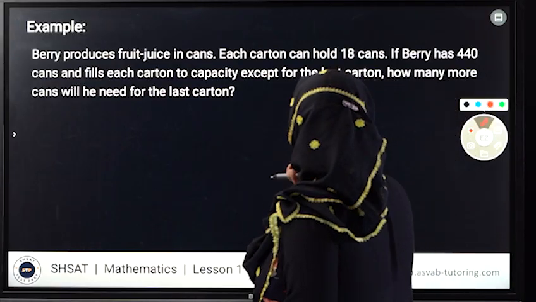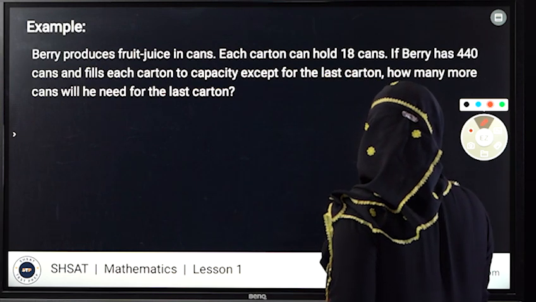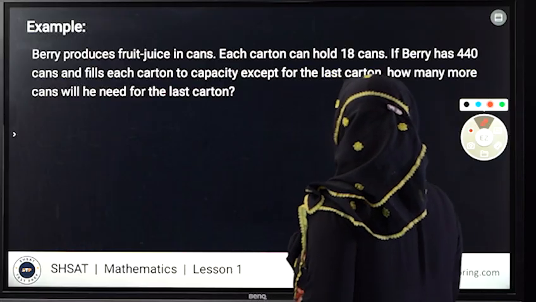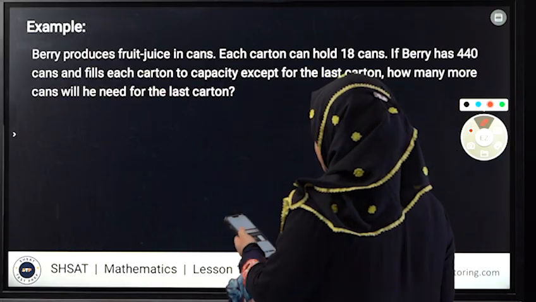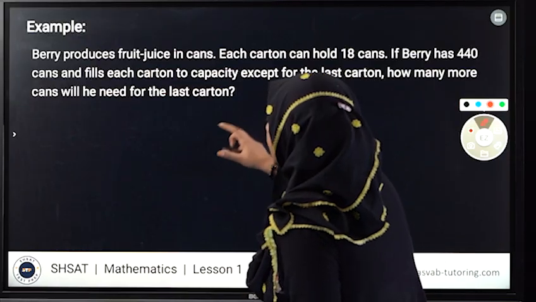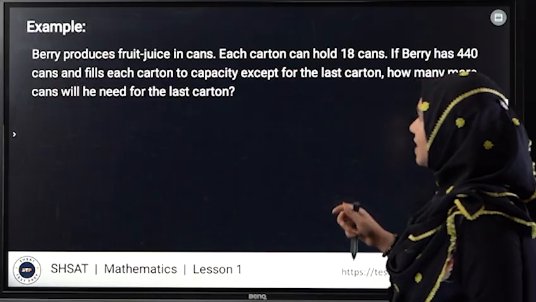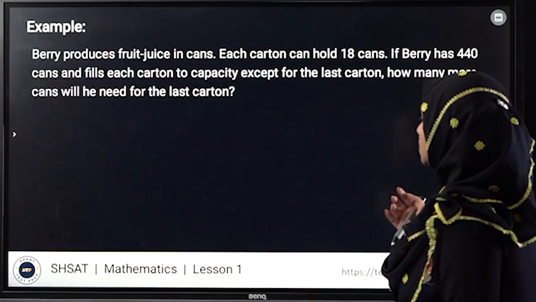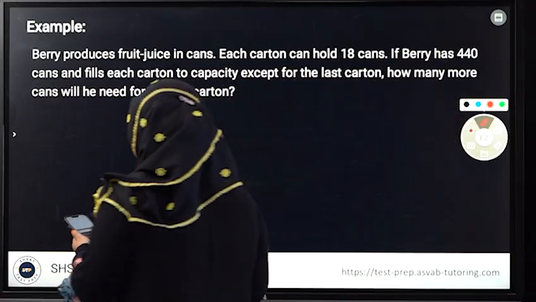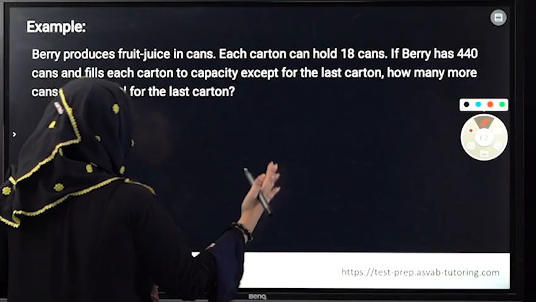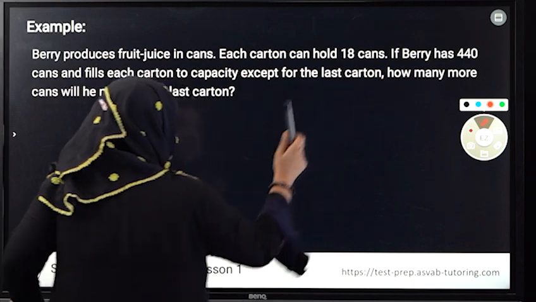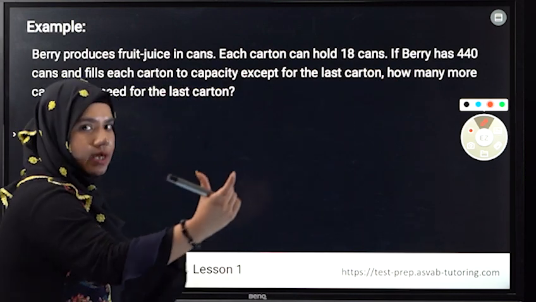Barry produces fruit juice in cans. Each carton can hold 18 cans. If Barry has 440 cans and fills each carton to capacity, except for the last carton, how many more cans will he need for the last carton? So basically, this means that in addition, Barry has some left, okay? So we need to know how many more he'll need, which means that because there's some that are actually leaving us, we need to find what we do when we divide this with this, and then we can figure out what we can do with the remaining ones.